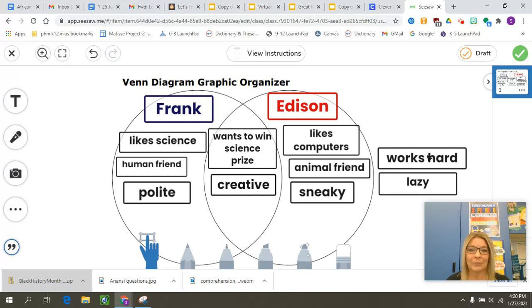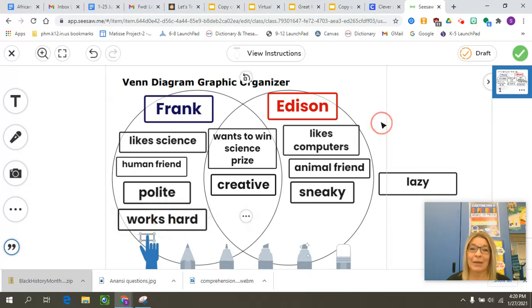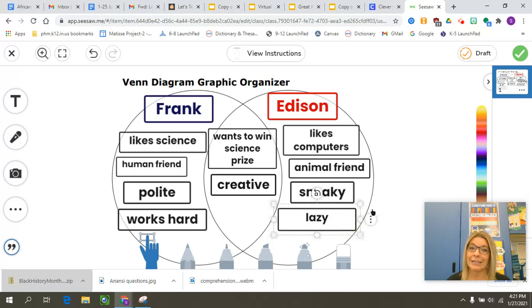Who works hard? Edison or Frank, or both? I'm leaning toward Frank. And my evidence would be, even though he had those two robots, he still said, I am not going to use my robots for the science fair because I didn't do that. I'm going to build something with them. He really wanted to work hard and earn that science fair prize. And I think, lazy, I hope we all are thinking this, pretty much Edison. He didn't want to work hard to earn that science fair. He wanted to sneak and steal Frank's ideas.